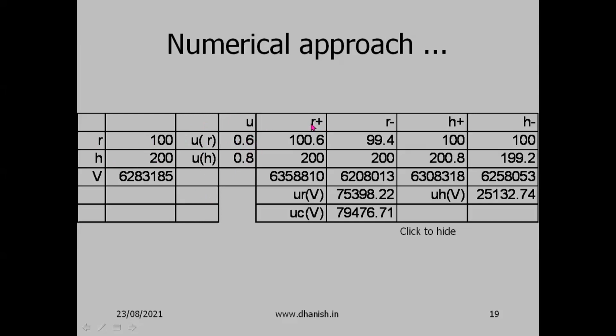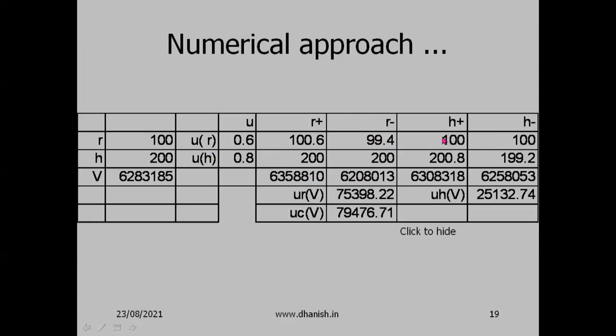Then r we increase by its standard uncertainty. So first we increase r by its standard uncertainty: 100 plus 0.6 is r plus. Then keep height the same, height is 200. Then determine volume with this combination. That will be one number. And similarly, reduce r by its standard uncertainty, 100 minus 0.6, 99.4. Keep height the same, find volume. So this minus this, by 2, is the uncertainty in volume due to radius.